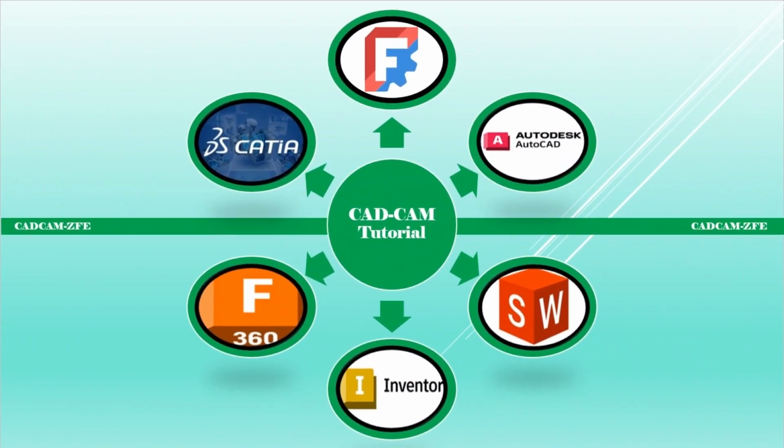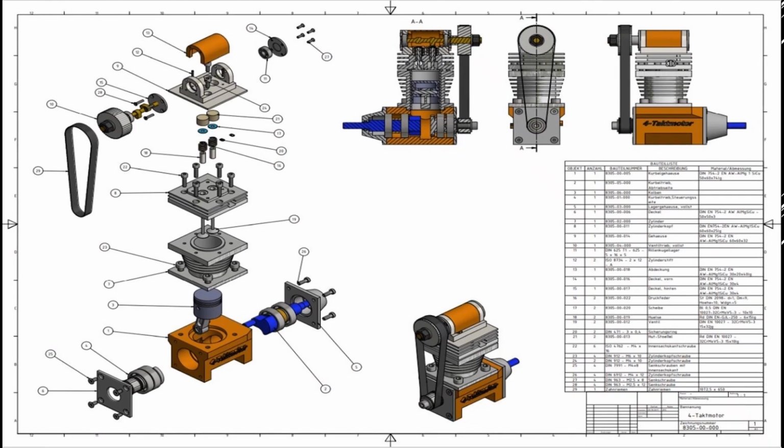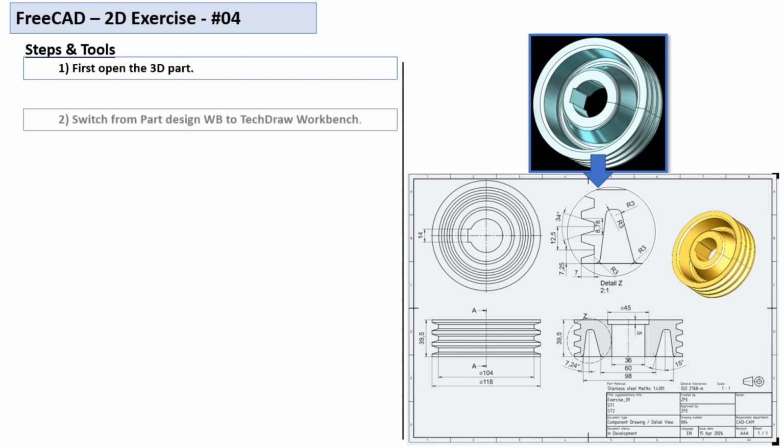In this tutorial, I will show you how to create a 2D drawing from the existing 3D solid part by using FreeCAD TechDraw Workbench. Today, you learn, specially, how to create a detail view. Here you find the first steps and the tools that I used to create the 2D drawing.